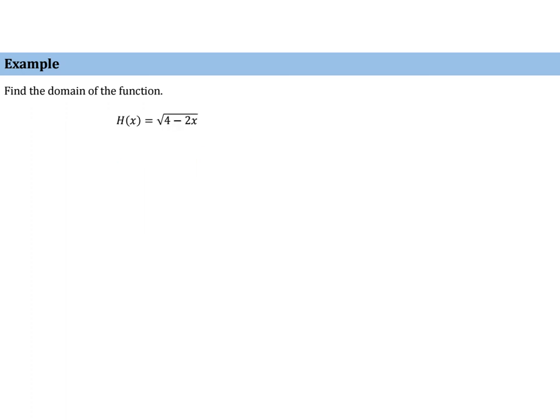Now for our last example, we have the square root. Notice this is an even indexed radical. It's a square root. So we want the radicand, the thing that we're taking the square root of, to be greater than or equal to 0. We do not want it to be negative. So 4 minus 2x must be greater than or equal to 0. So let's use our abilities to solve an inequality here. Let's subtract 4 from both sides.